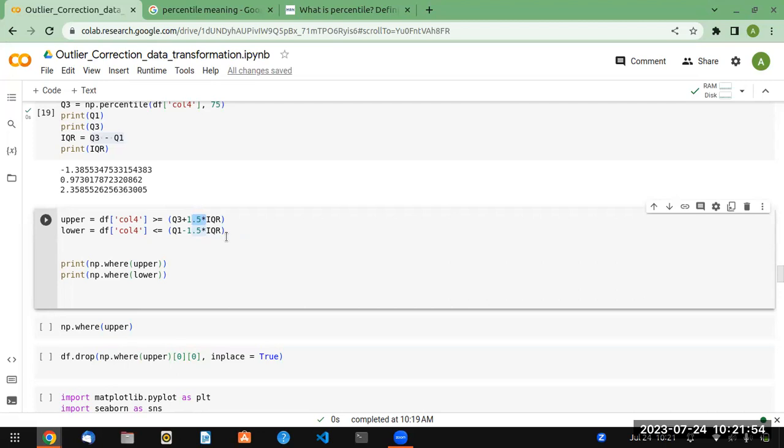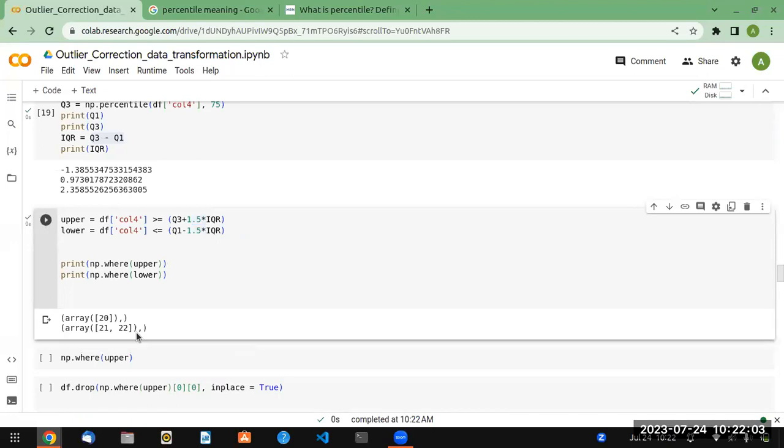Okay, guys. So here, upper and lower, what will this do? We are setting the upper limit. And now, guys, if you can see upper, it is coming as 20 in this.